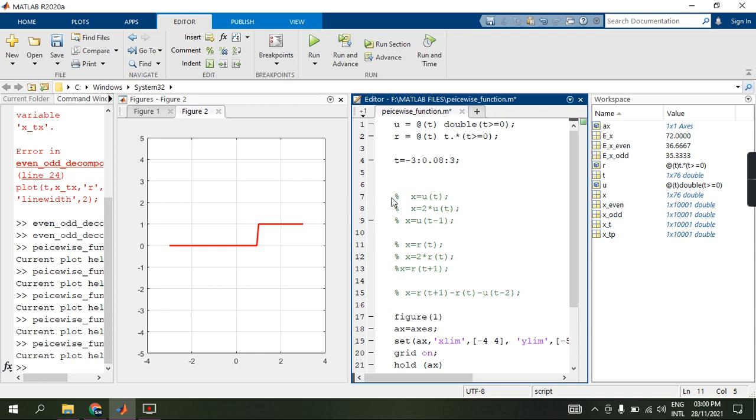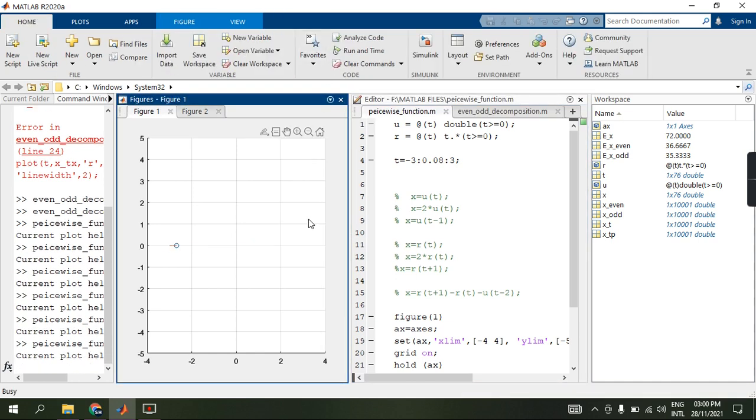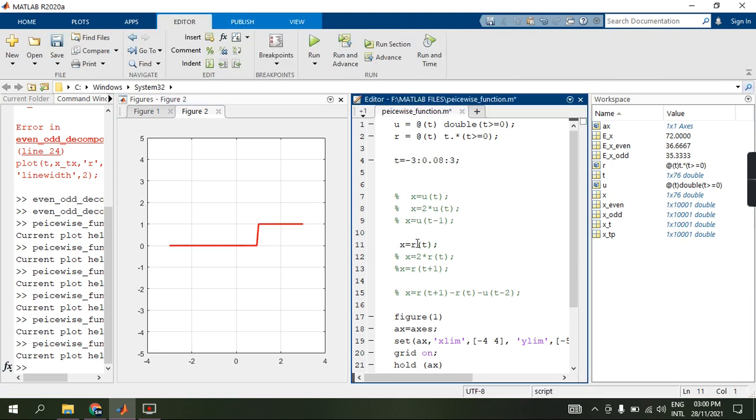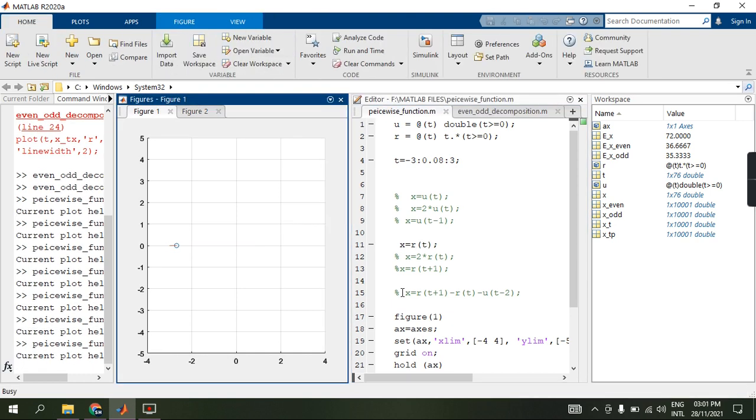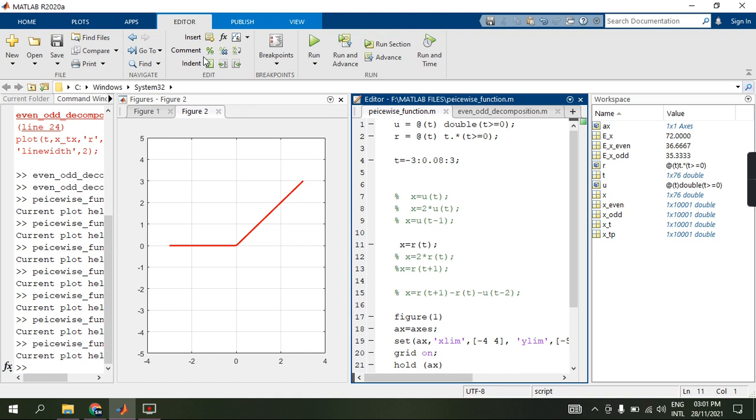So now you're seeing a ramp function. This is the basic ramp function, that is r(t). We have to run this one. Okay, so at t equals 0 seconds, we are seeing it is having a ramp with a slope of 1. For x equals 2, it is having a y value of 2. So the slope is 1. If we want to increase the slope, we just have to multiply with the slope.